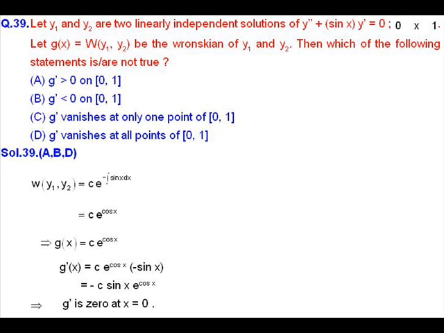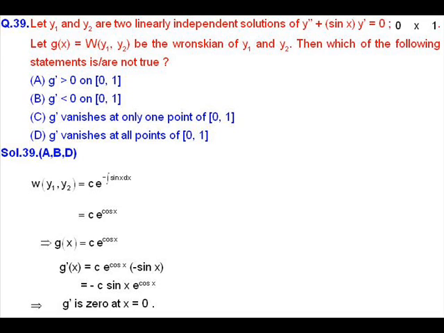Since as I said, y1, y2 are two linearly independent solutions, their Wronskian cannot be 0, that is g cannot be 0. So here c is always a finite non-zero value, so c can be negative and c can be positive. So when we compute the derivative of g, then we have g dash equal to minus c times sin x times e to the power cos x. So here it is clear that g dash will be 0 when x equal to 0.